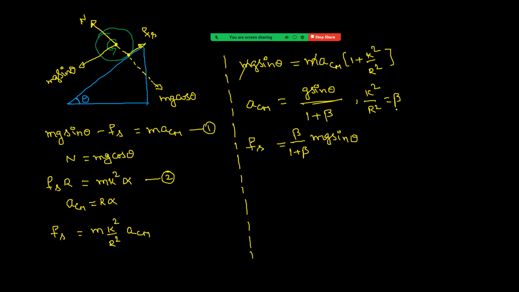Suppose taking solid sphere, beta value is 2 by 5. Hollow sphere, 2 by 3. Disk, 1 by 2. Ring, it is 1. That means for a given inclined plane, if you are taking the same mass for all bodies, it depends on beta value. Okay. So we got acceleration for center of mass and we got static friction.